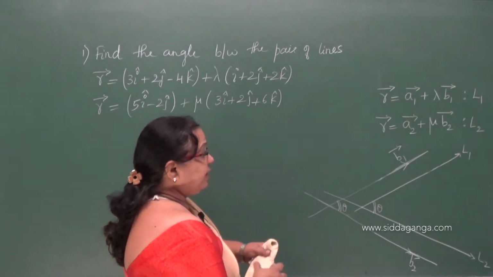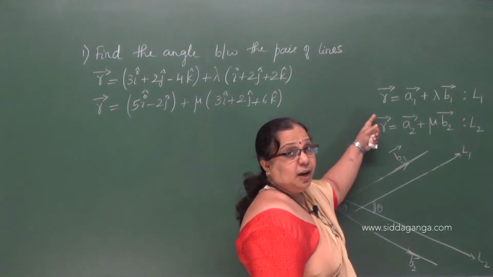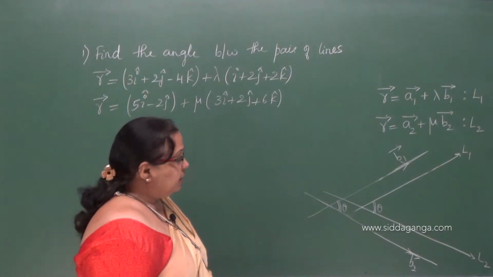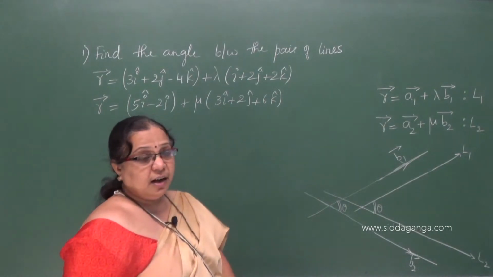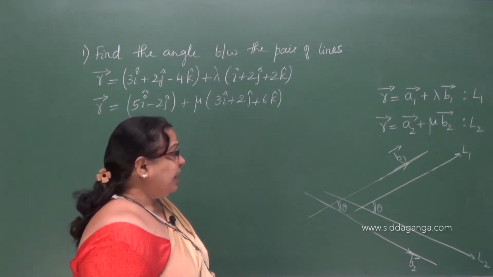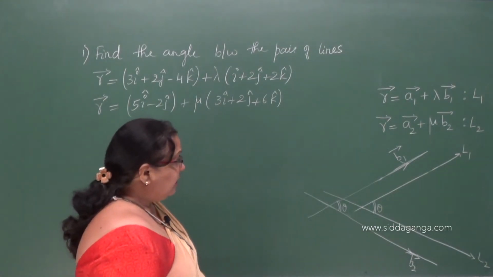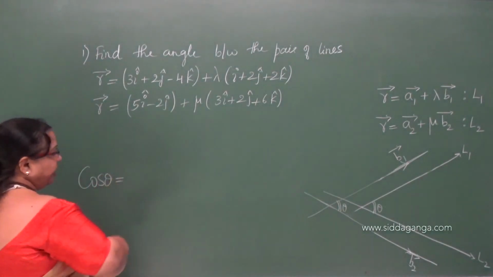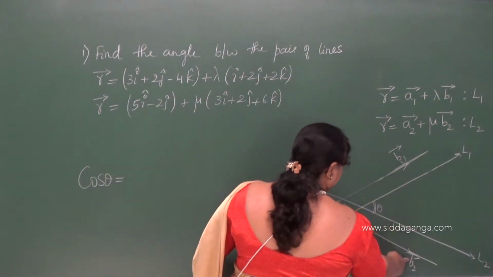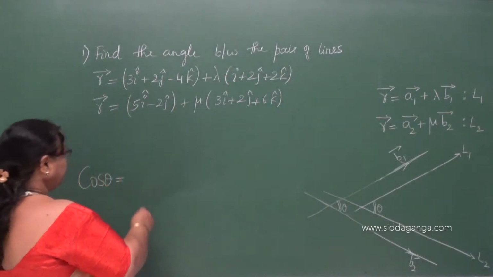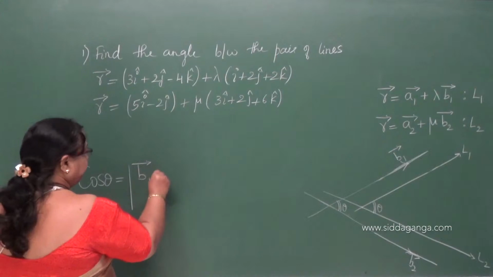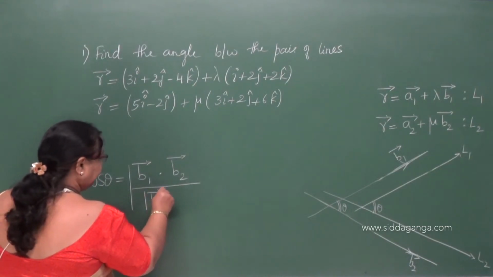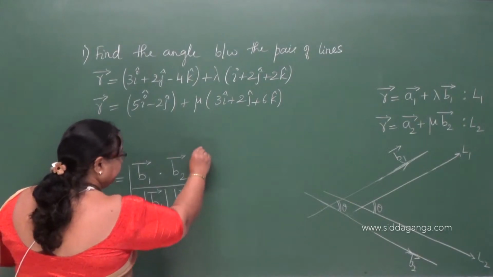So therefore, when the lines are in the form of theorem 1, that is vector r equal to vector a1 plus lambda into vector b1, and another line is vector r equal to vector a2 plus mu into b2, then the angle between them is given by cos theta equal to, look, in vectors we have to write the formula. That is why we say we are applying vector algebra. Modulus of b1 vector dot b2 vector divided by magnitude of vector b1 into magnitude of vector b2.